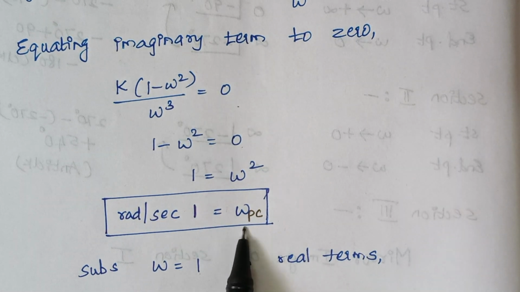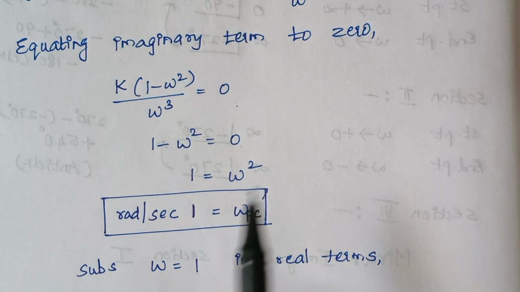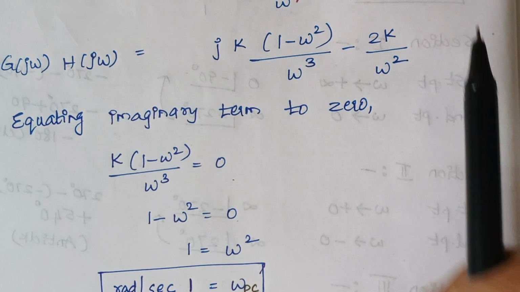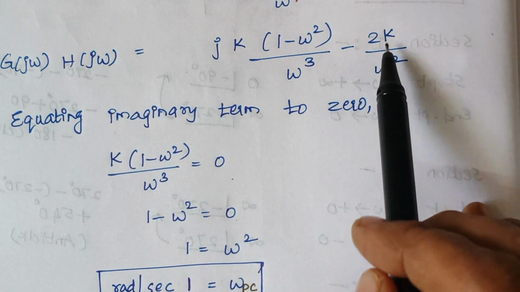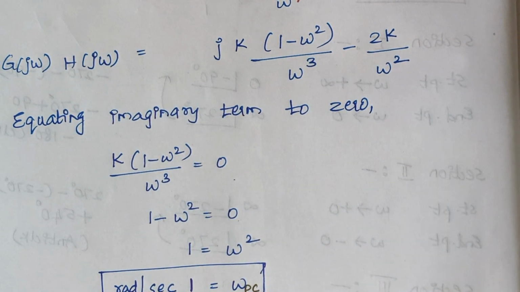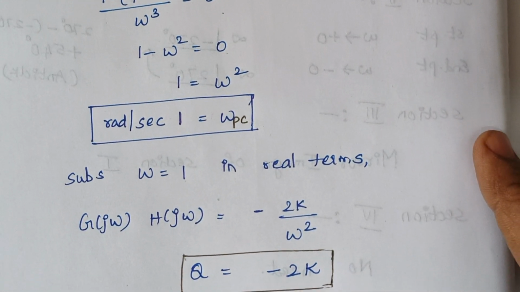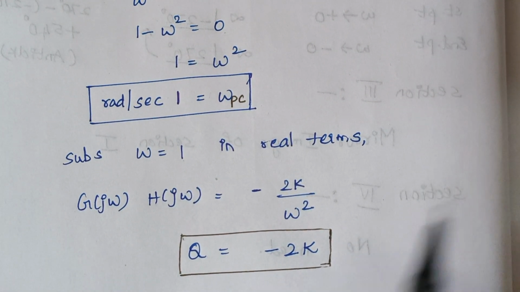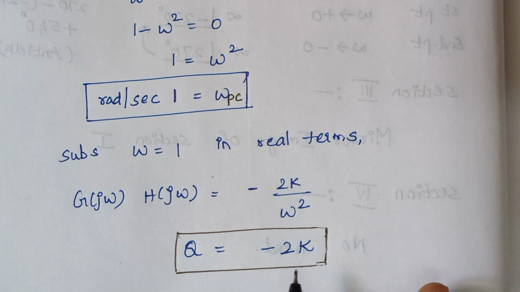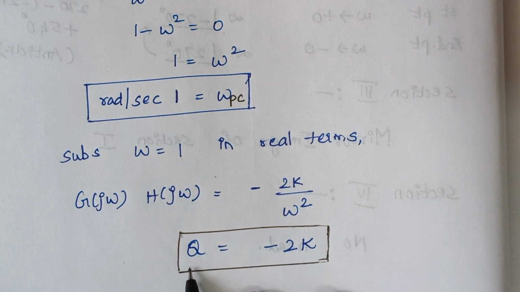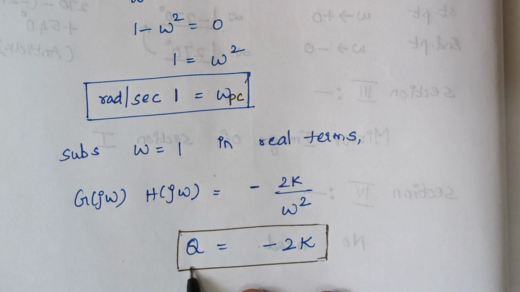Right. Now substitute this value in the real term. So here what is our real term? Our real term is this one, minus 2k by omega square. So just substitute 1 in the place of omega, and the value of q is minus 2k. Q is nothing but the intersection of the negative real axis.